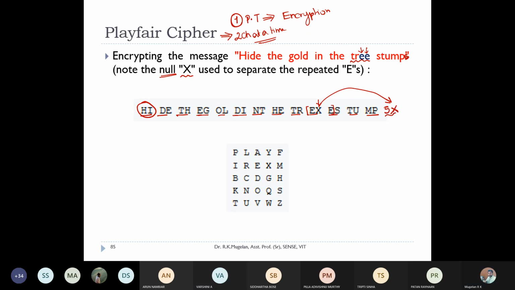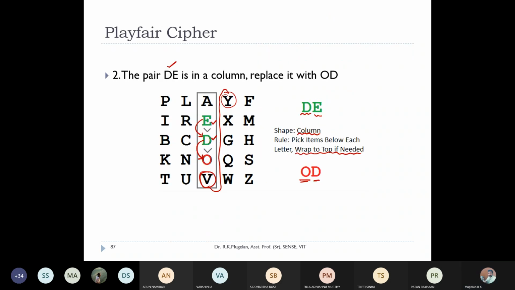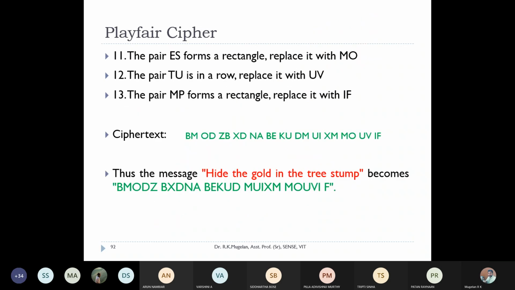Okay. Sir. Anyone have any doubts, guys? If it is clear, raise your hands so that we'll move on. Thank you, Arun. Right. So it goes on, and this is the ciphertext which has been formed for this plain text.